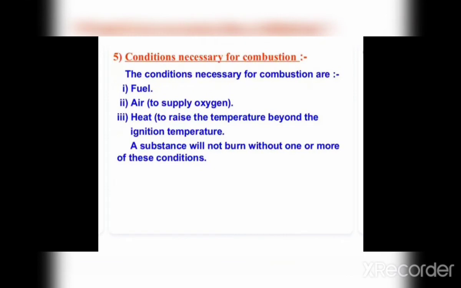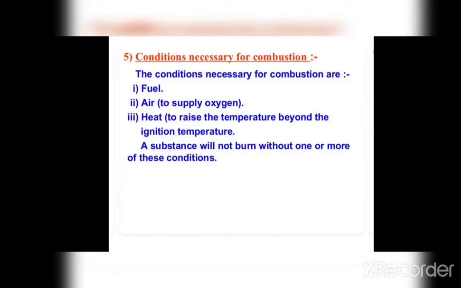Now let's discuss the conditions necessary for combustion. The conditions necessary for combustion are fuel, air, heat. Without any of these conditions, a substance will not burn.